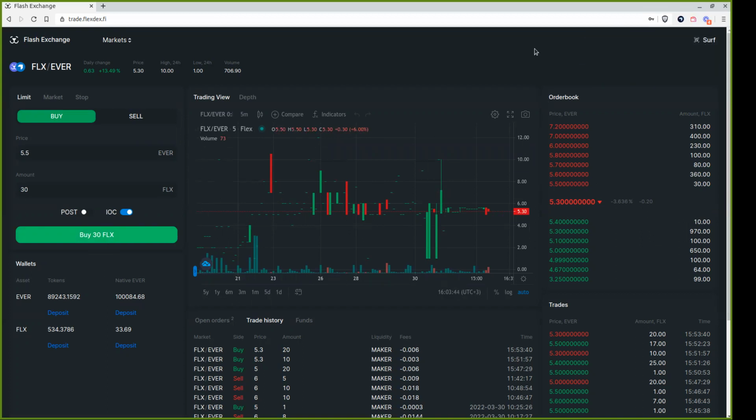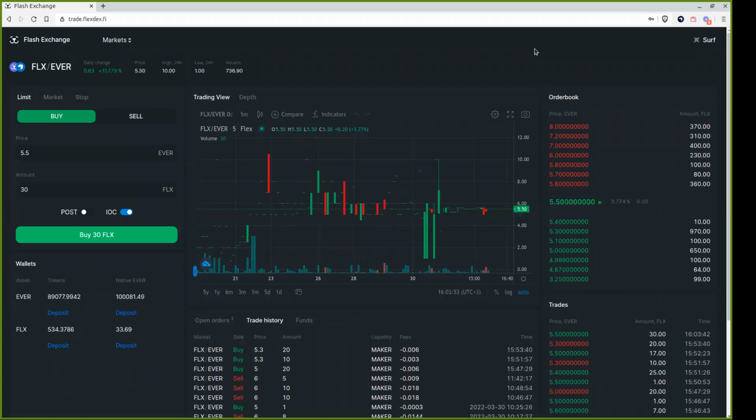We don't want a confirmation for every step of your trading, because this is how normal trading should look like. Here my order has been executed. That's it. This is the taker order, and I just bought it for 5.5. You can see this is my trade. It just happened now, 16:03 and 42.